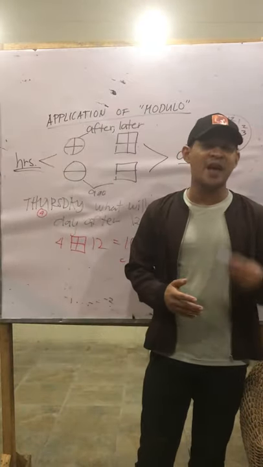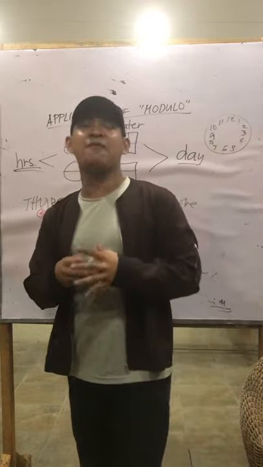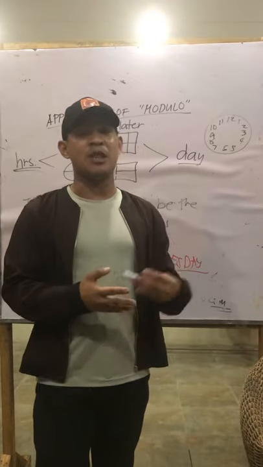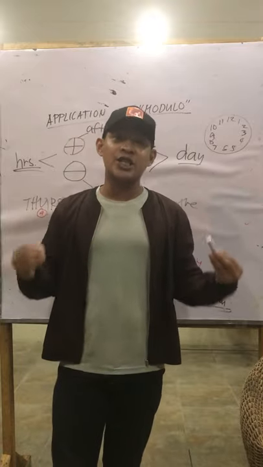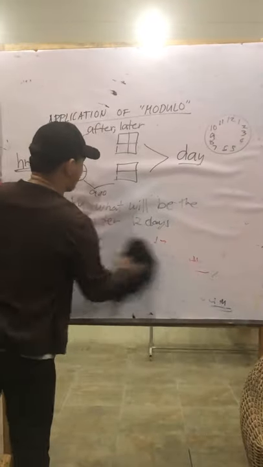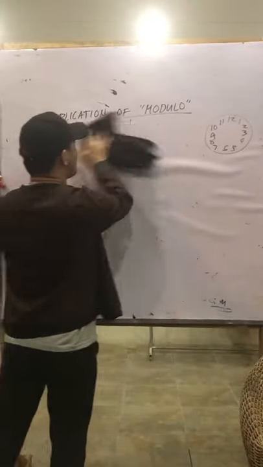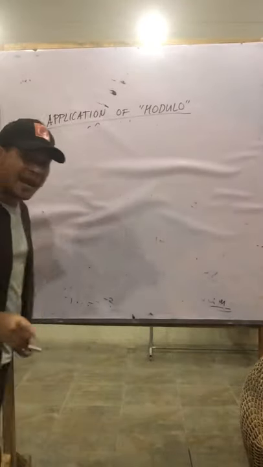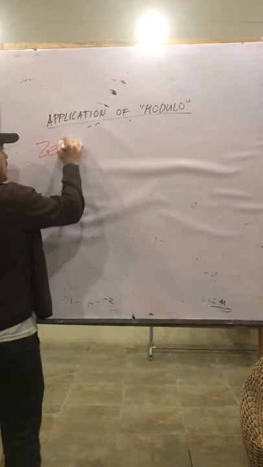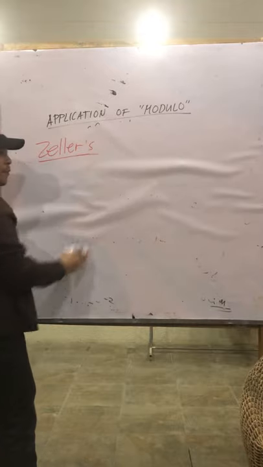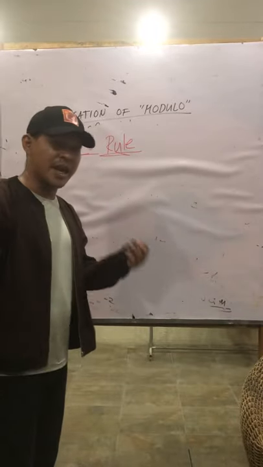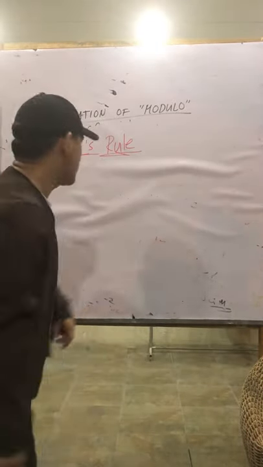Let us now proceed with another application of modulo. Way back in 1885 or 1888, if I'm not mistaken, there was a German mathematician named Christian Johannes Zeller. So we have Christian Johannes Zeller. We will be applying Zeller's rule for finding the day of the given date. Christian Zeller created Zeller's rule of computing the day of the given date.